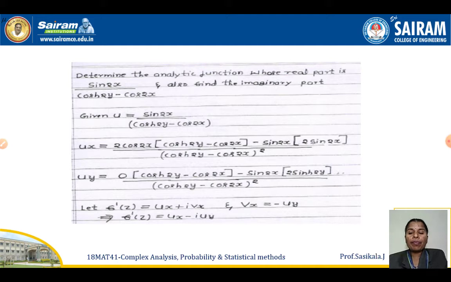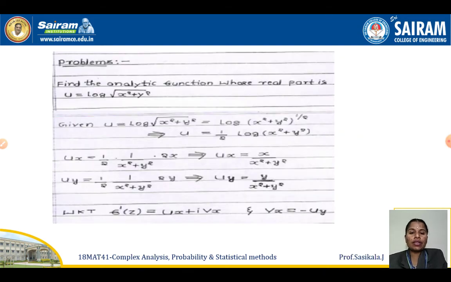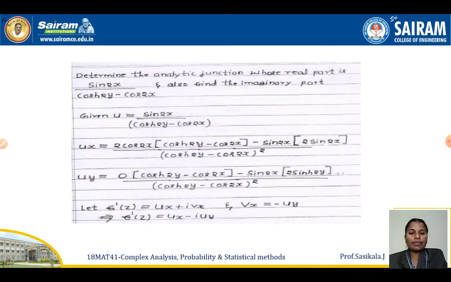First step, find ux. Here you are supposed to use the u by v formula. What is that? Write the denominator into the differentiation of the numerator. So sin 2x gives 2 cos 2x, into the denominator, minus the numerator into the differentiation of the denominator. I'll get only the term 2 into sin 2x, divided by v square, so (cos h 2y minus cos 2x) the whole square. Similarly, you can go with respect to y. There is a y term in the numerator? There will not be any y term in the numerator here.